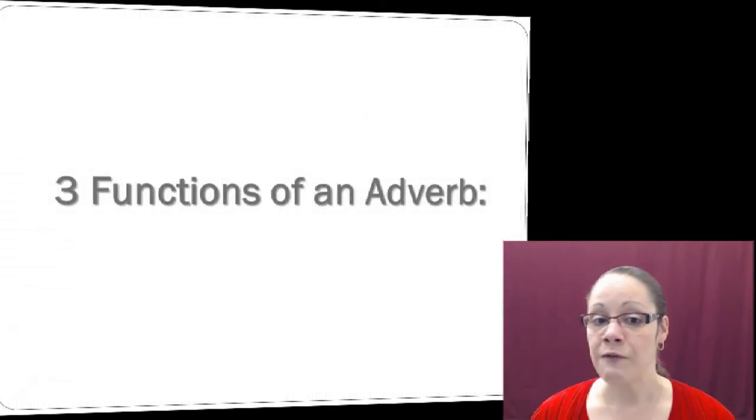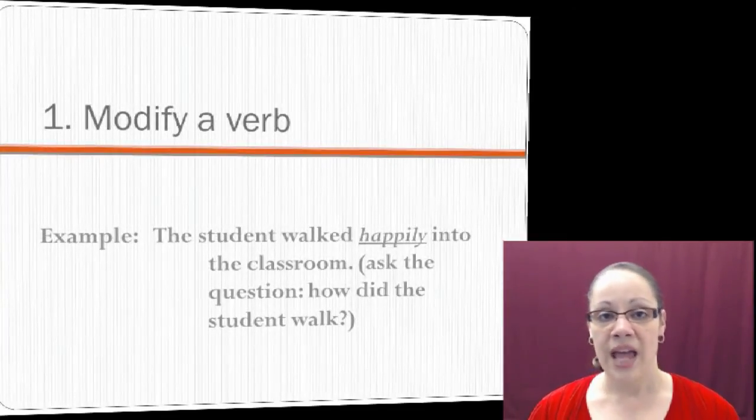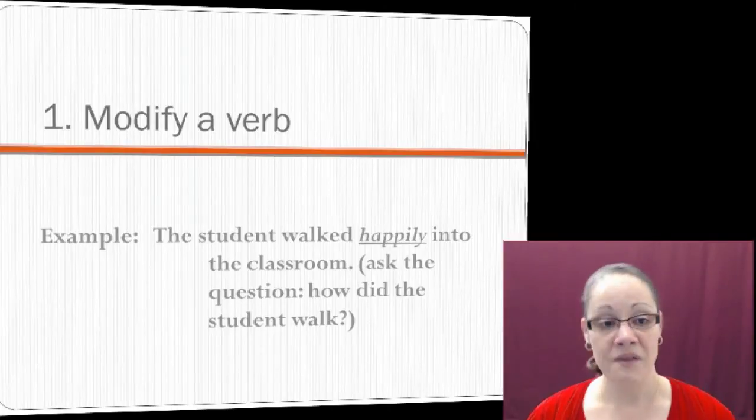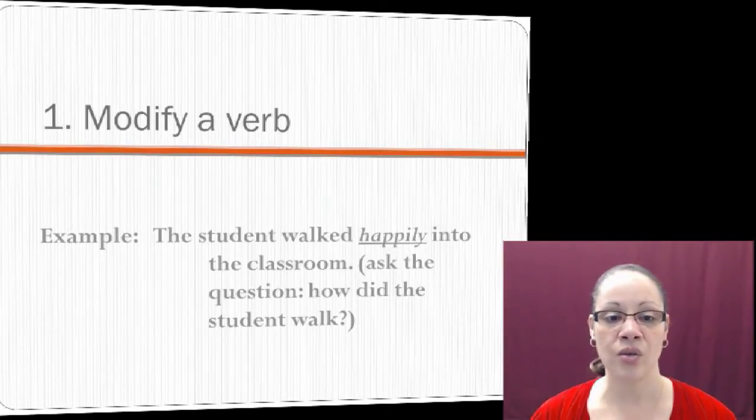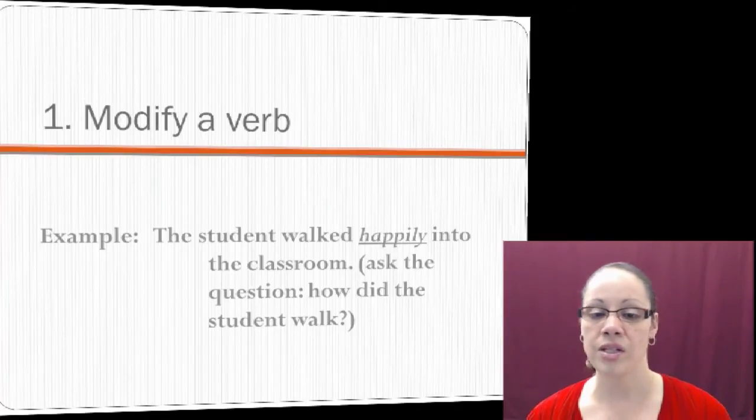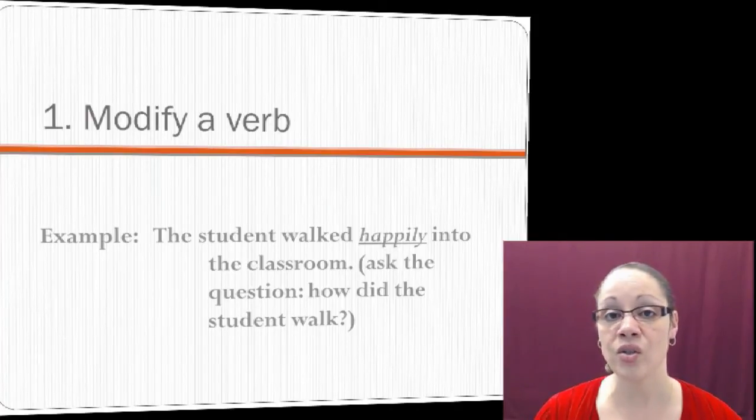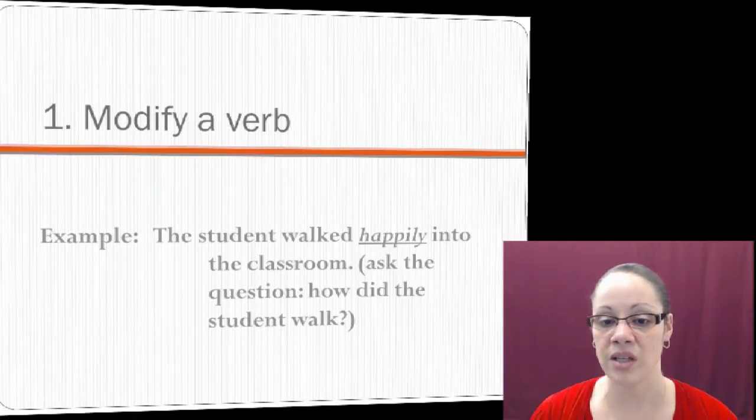Now there are 3 functions of an adverb that I mentioned in the previous slide. The first function of an adverb is that it modifies a verb. My example is: the student walked happily into the classroom. Now, let's find our verb. Walked is our verb. Who or what walked? We have to ask that question to find the subject. The answer is student. So student is the subject of the sentence.